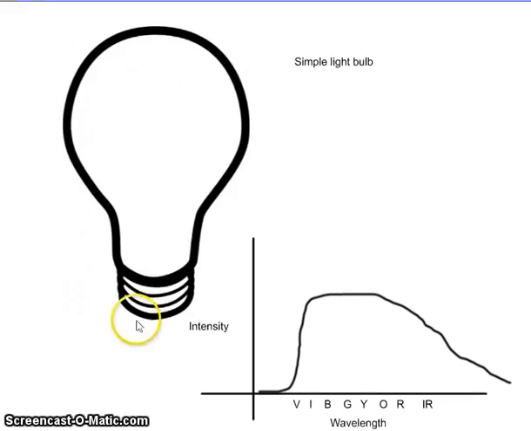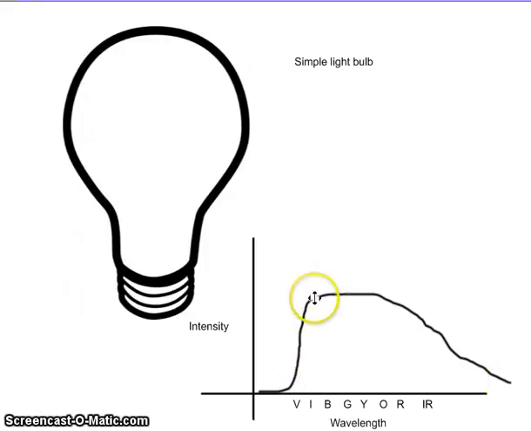First image is just a light bulb. And here we've got our classic spectrum. Violet on one end with the short wavelengths, green and yellow in the middle, red with the longer wavelengths, and then infrared there towards the right. You see somewhere in the red and the infrared, the intensity starts to drop off. And beyond violet, it drops off pretty quickly.